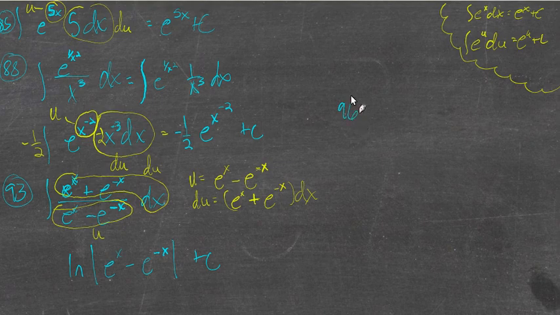96. This one will be our not last one. We're going to have a couple more after this. 96, the integral of e to the 2x plus 2e to the x plus 1 over e to the x dx.